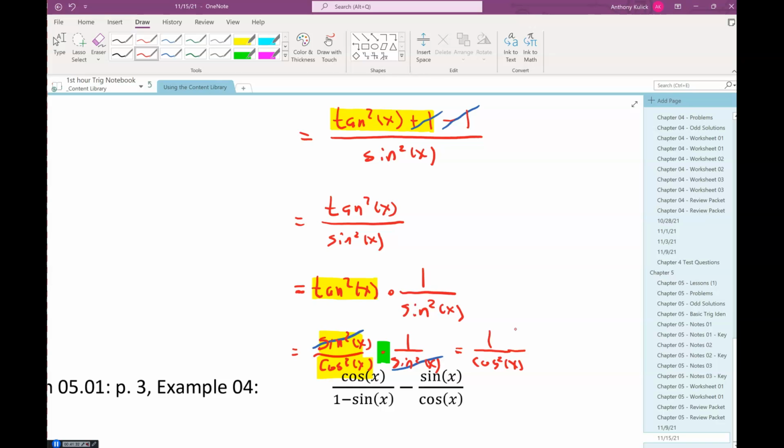What is it? Say it loud. You got it. Somebody's back there basically saying it. Secant squared. Yes, very good. Sec. Yeah.